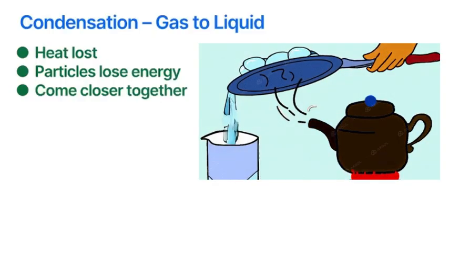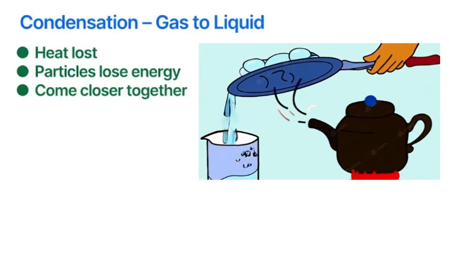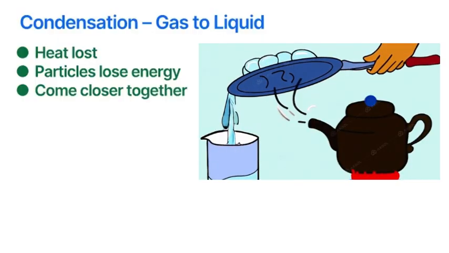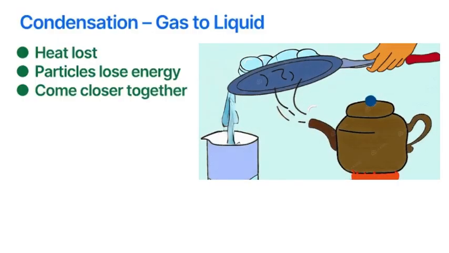Condensation. Condensation is the process where a gas changes back into a liquid. This happens when gas particles lose heat to their surroundings.